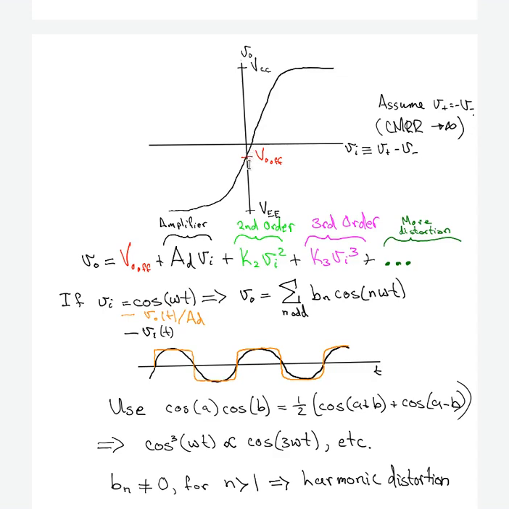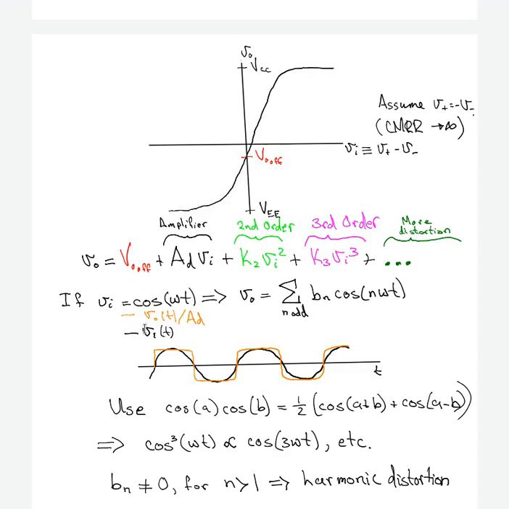So one way we can describe this curve is using a Maclaurin series. You see that done down here. V output is due to V output offset right here, plus the amplifier term, A_D times V_I. And then you have some higher order terms. This is the second order term, K_2 V_I squared. And we have K_3 V_I cubed, that's the third order term, and so on. Many more distortion terms. So these higher order terms will allow this thing to curve over here and to curve under here.